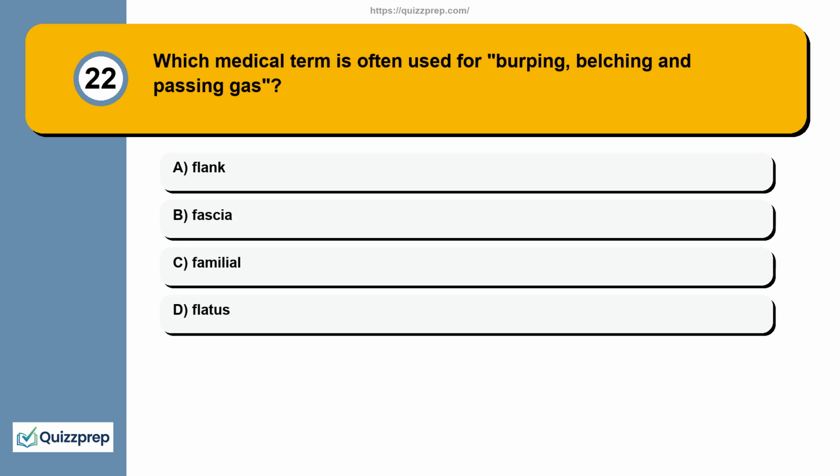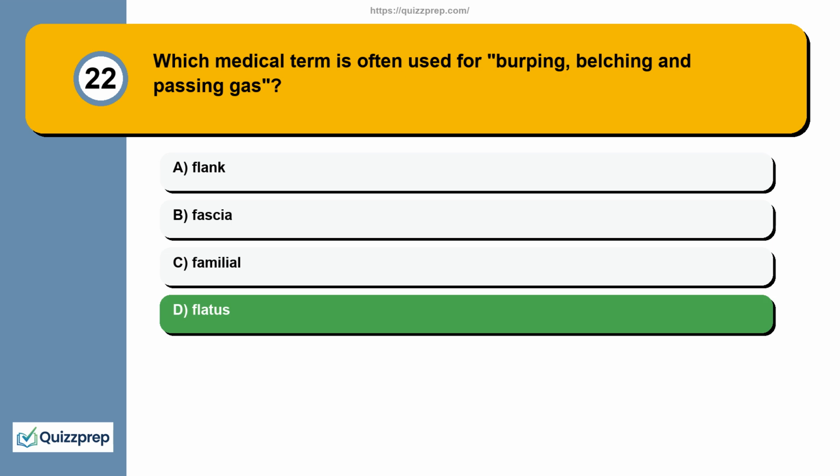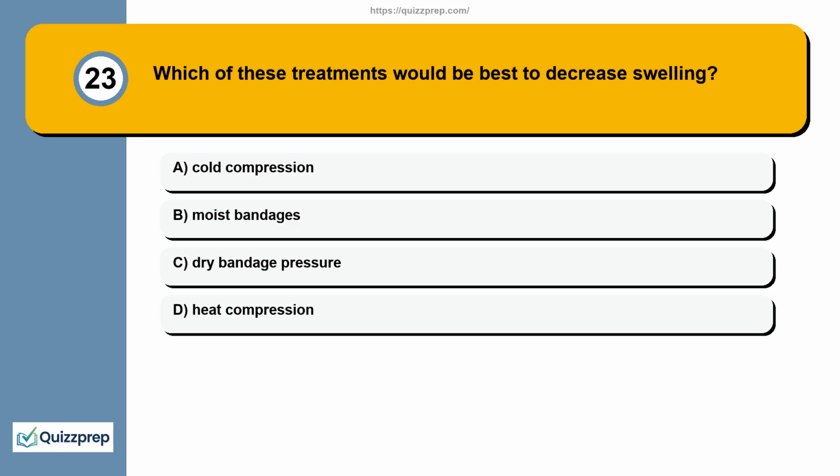Question 22. Which medical term is often used for burping, belching and passing gas? Flank, fascia, familial, flatus. Question 23. Which of these treatments would be best to decrease swelling? Cold compression, moist bandages, dry bandage pressure, heat compression.